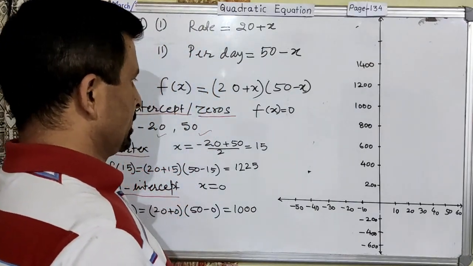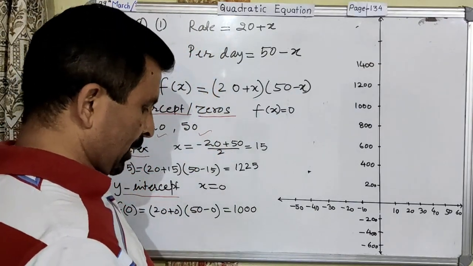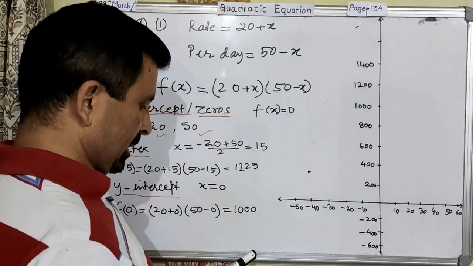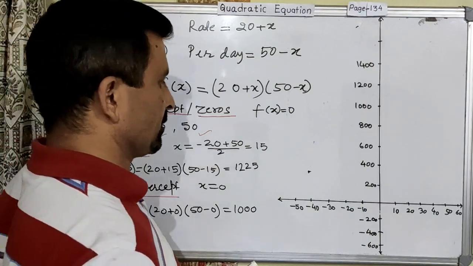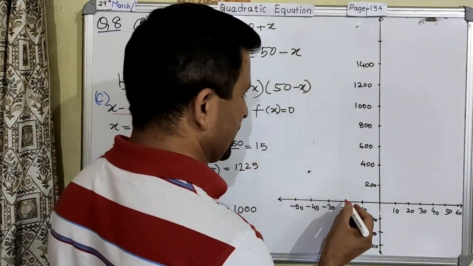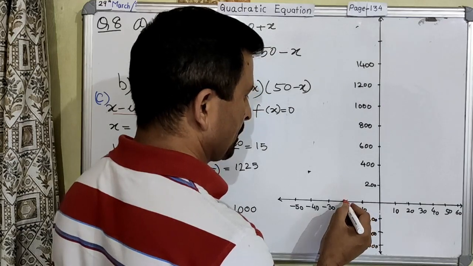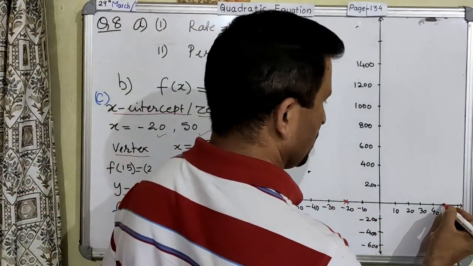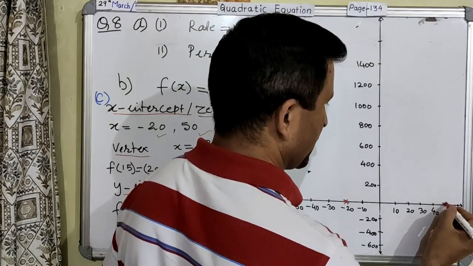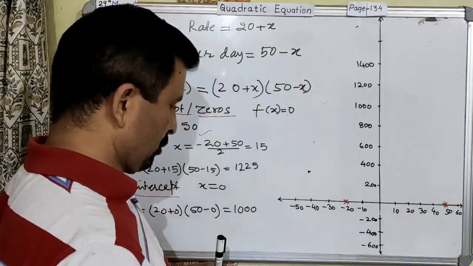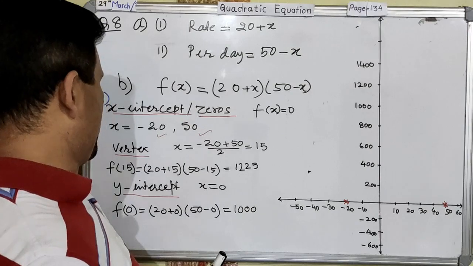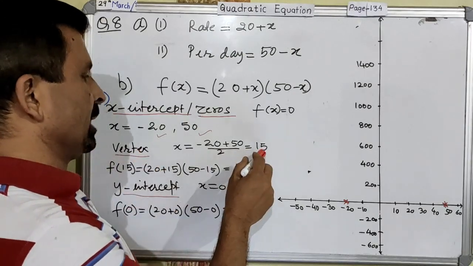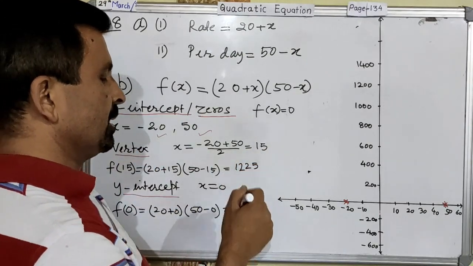Now first of all, we will plot the two points on the x-axis. The first point on the x-axis is minus 20. That is this point, and the other x-intercept is 50. So this is your 50. The two x-intercepts are plotted. Now we are going to plot the vertex. The vertex will be the pair of numbers 15 and 1225.